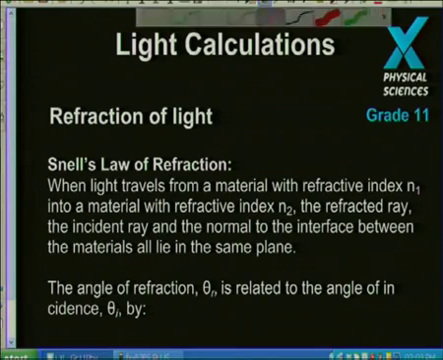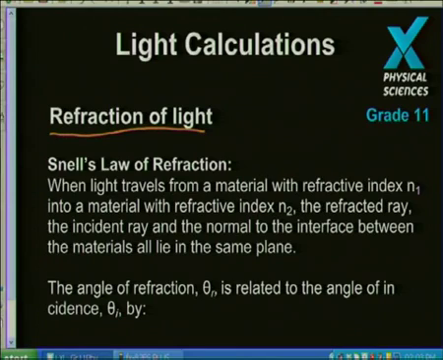Okay, so we've dealt now with two ideas. The first idea is speed and the speed of light, and we've also dealt with reflection. The next idea we're going to deal with is the idea of refraction of light. Now, there is an important law that we're going to use here. It's Snell's law. You need to know Snell's law and you need to be able to manipulate it. In fact, this is going to be the thing that we'll focus on for the majority of our calculations today.